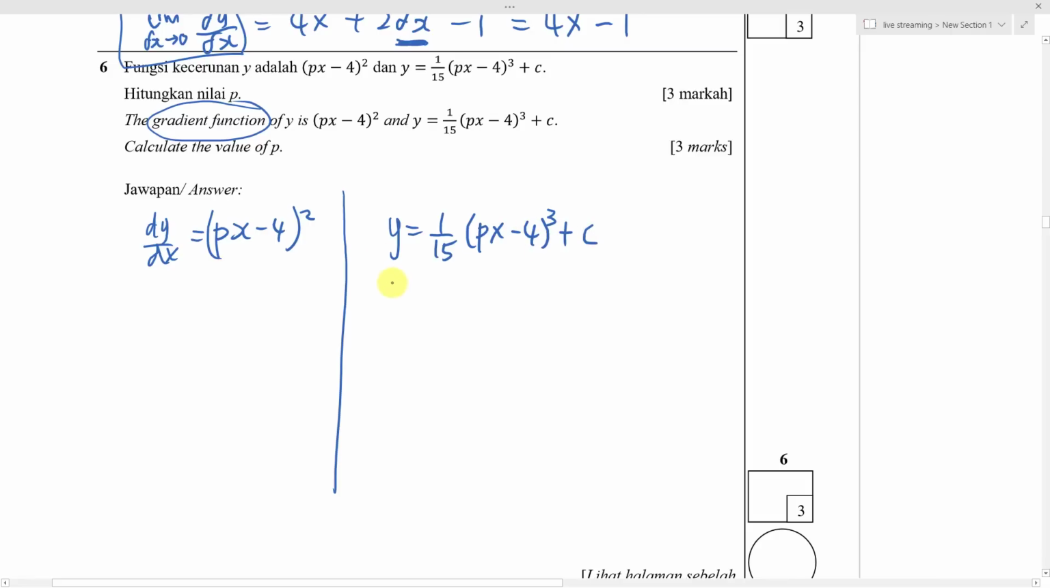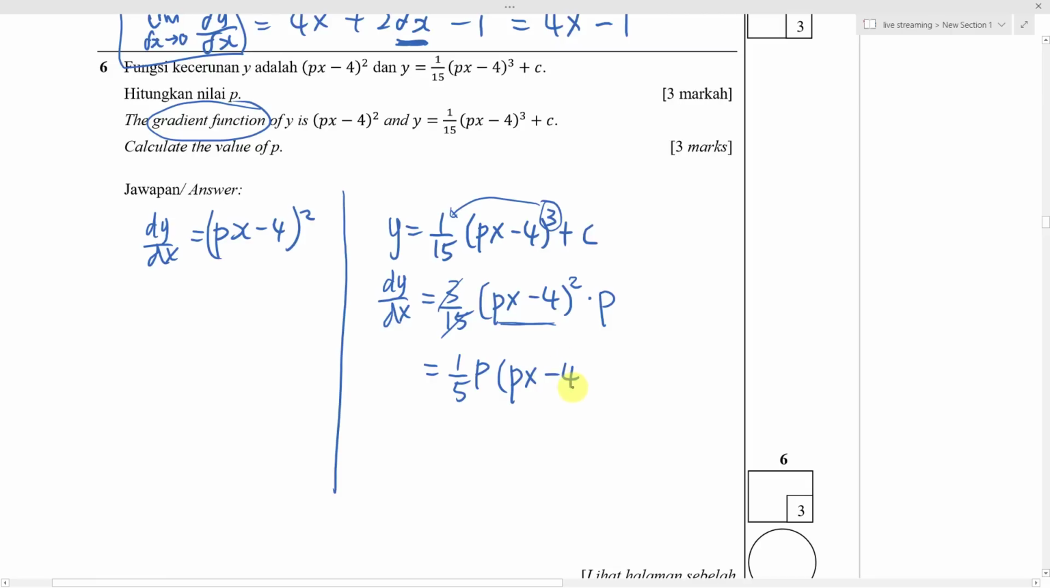Alright, so I want to find the dy dx for this one. I will do the dy dx because if both sides have dy dx, I can compare both values, isn't it? So differentiation, basically 3, I'm going to move to the front and multiply. 3 multiply 1 is 3 over 15. Then whatever inside the bracket I will copy. 3 minus 1 becomes 2. I differentiate whatever inside the bracket, I will leave a p here. Alright, so let me rewrite it. I will just simplify this one. This is 1 over 5 p, and then p, (px minus 4) square. Alright, this is my dy dx.